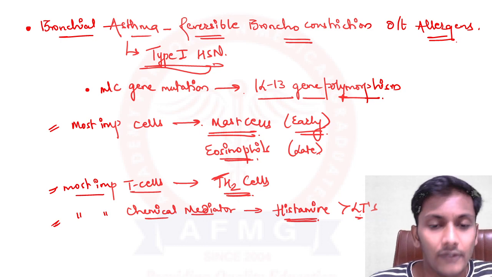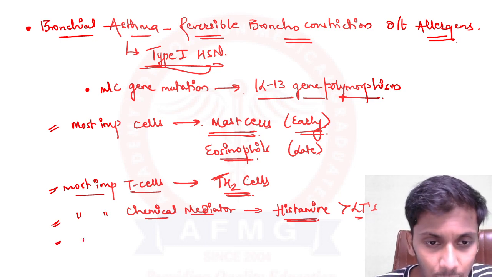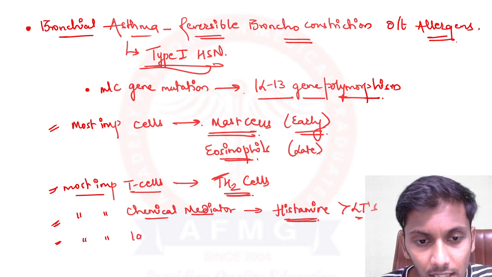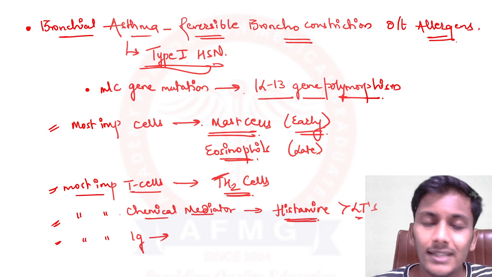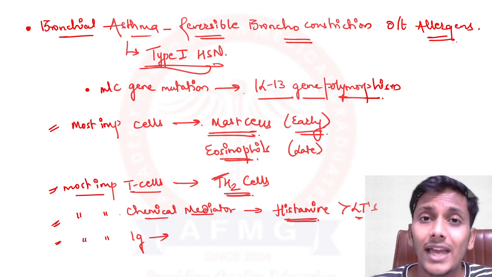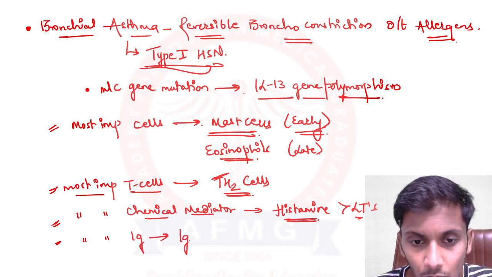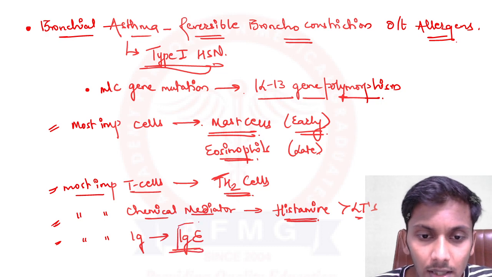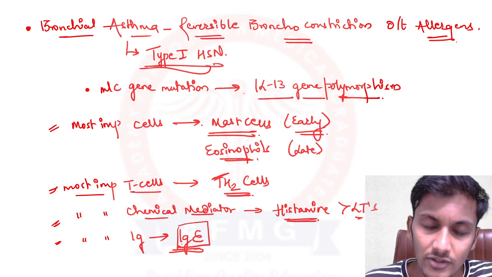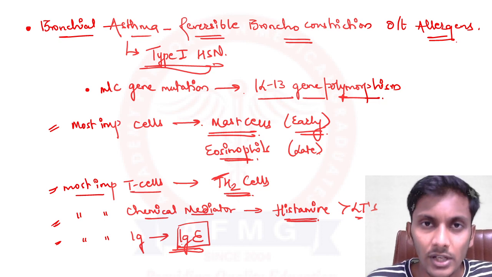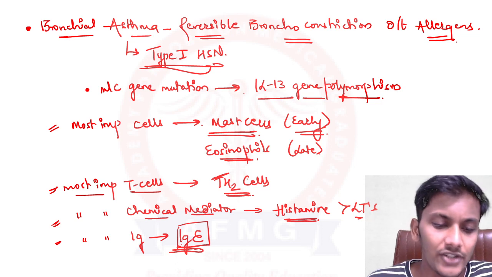Whereas if they ask about the most important immunoglobulin responsible for asthma, the most important immunoglobulin in bronchial asthma or any allergic reaction would be immunoglobulin E. So please remember, immunoglobulin E is the most important immunoglobulin in allergic reactions, whereas IgM is for acute infection, IgG is for chronic infection, and IgE is for allergic reactions.